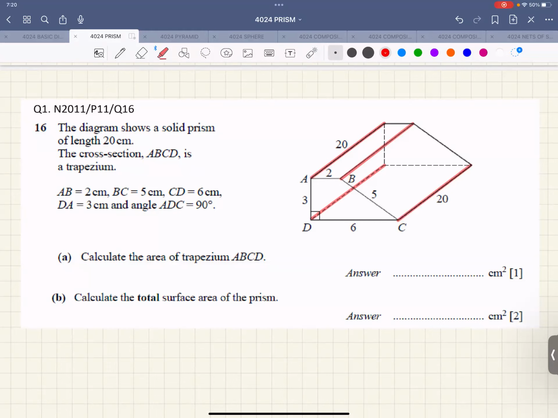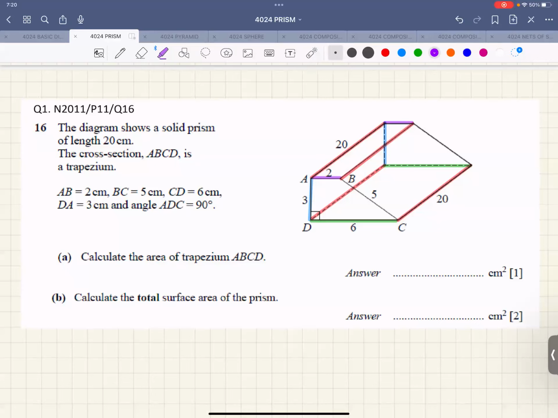The cross-section ABCD is a trapezium. Now, what is the cross-section? This is 3 over here, and then this is 3. These two lengths are 3, 3. And then this is 6 over here, and then this is 6 over here. And what else is there? This is 2 over here. This is 2 over here. So basically, I've labeled all the edges.